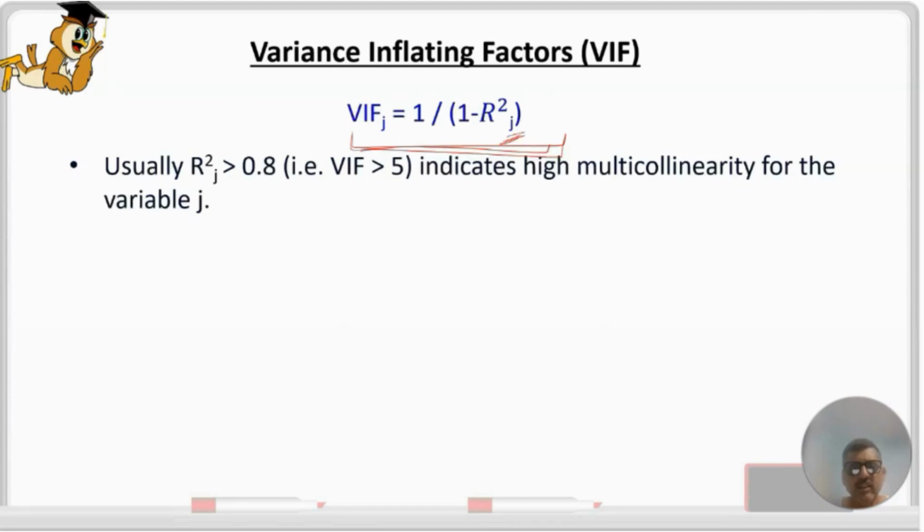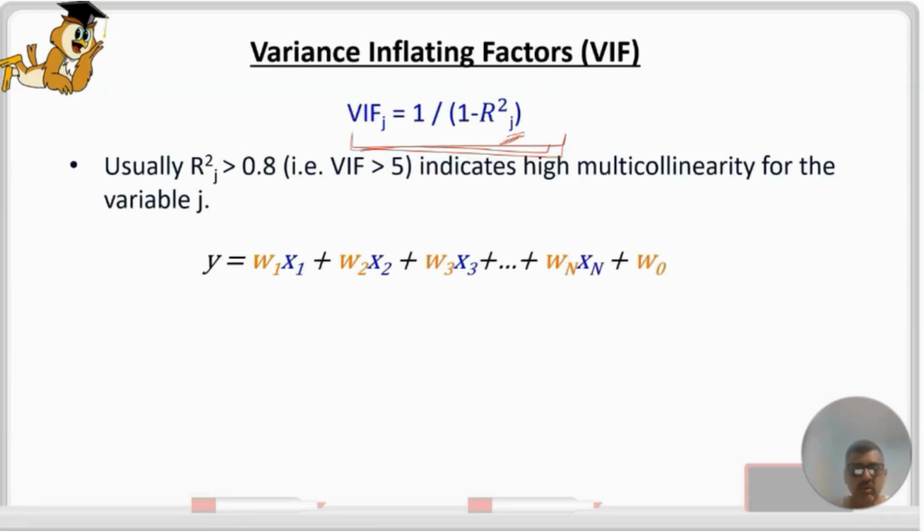R square greater than 0.8 translates to VIF higher than 5, right? And if your VIF is higher than 5, that is taken to indicate a high multicollinearity for the variable j. So the jth independent variable can be written as a linear combination of the remaining independent variables. That's what this means.